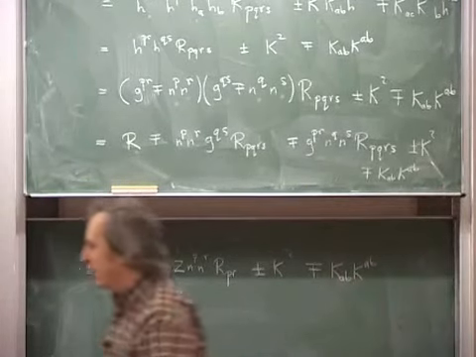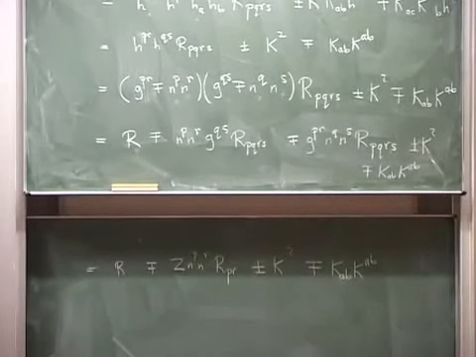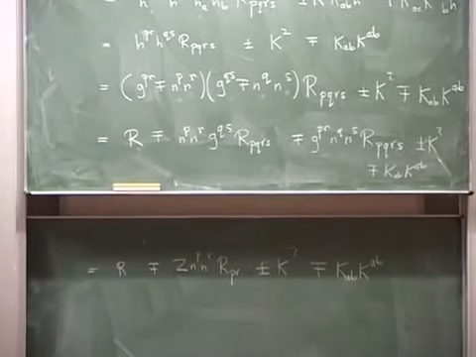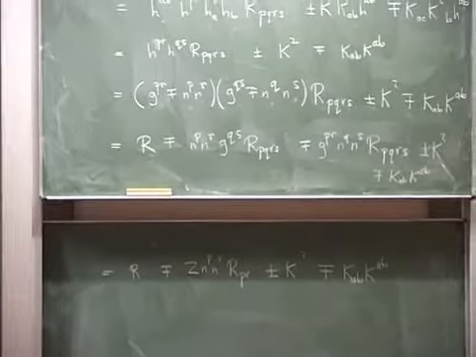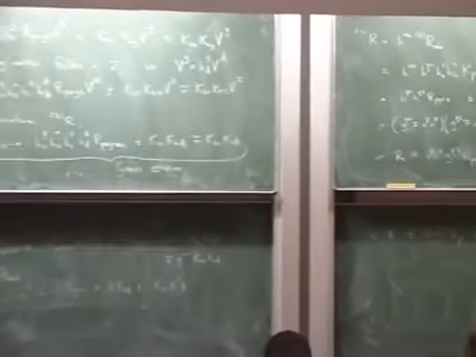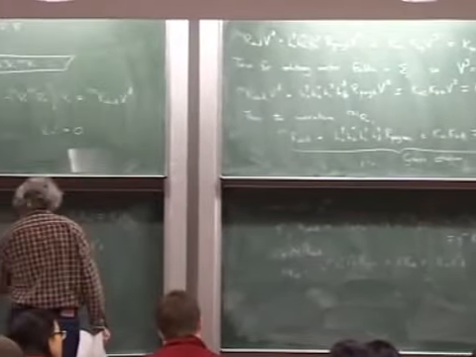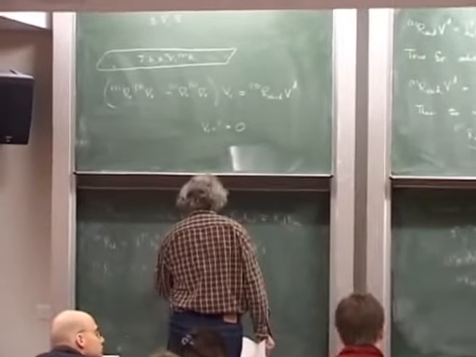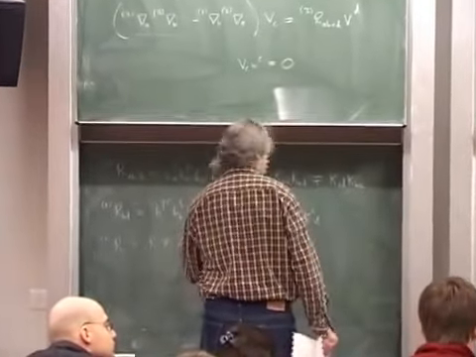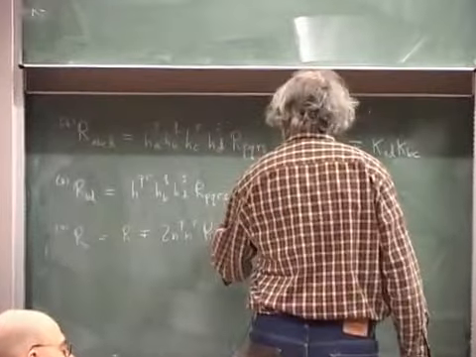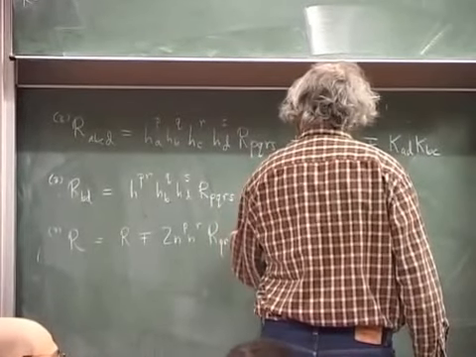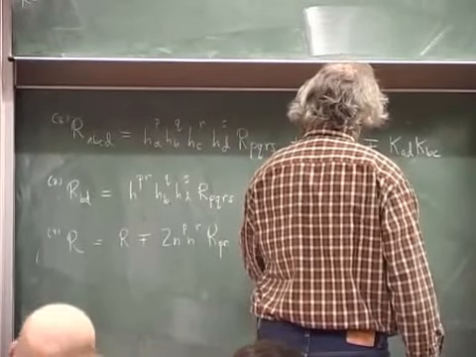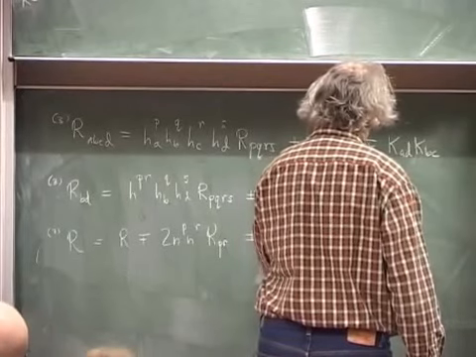So that is the last of the Gauss equations. 3R is equal to 4R minus or plus 2 n^P n^R R_PR, plus or minus K squared minus or plus K_AB K^AB.